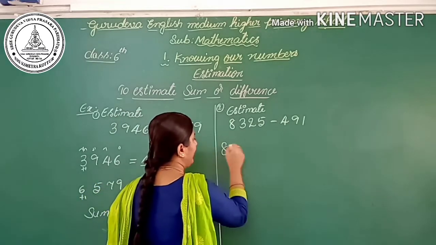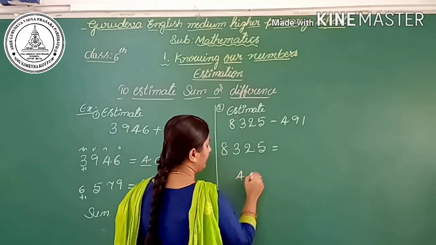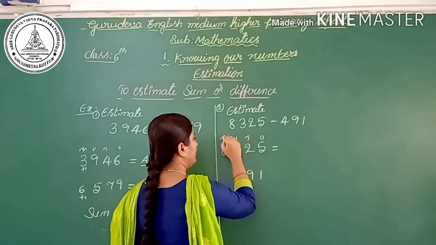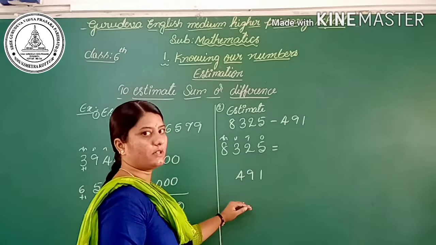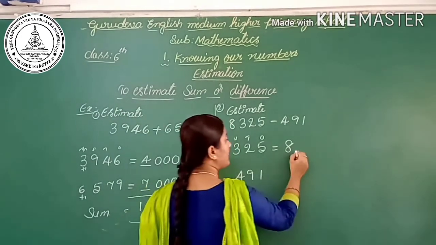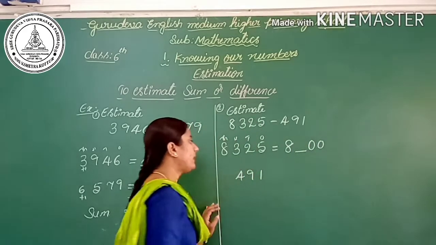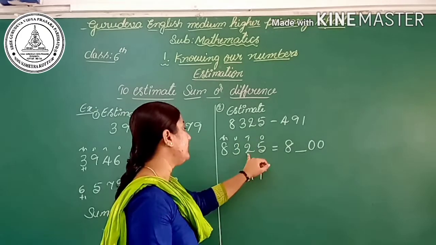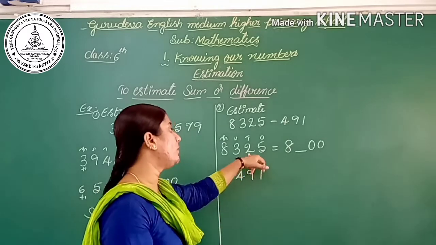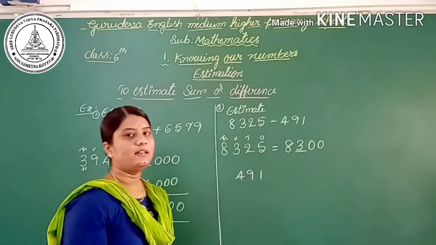Then next, 8,325 and 491. Ones, tens, hundred and thousand. So we are going to estimate to the 100 place. Just write the 1000 place as it is and keep a blank in the 100 place. The rest of the places write as 0. Okay, take the tens place as reference point. Here there is a 2. So 2 is closer to the 0. So we have to write the same number.